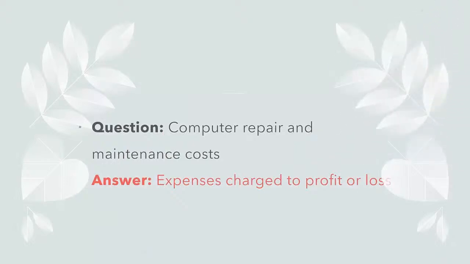D. Computer repair and maintenance costs. Answer: expenses charged to profit or loss. Explanation: why? Repairs and maintenance are day-to-day operational costs that ensure the asset remains functional. They do not increase the value or lifespan of the computer. These are short-term expenses, fully consumed in the year they occur, and are deducted as expenses in the profit or loss statement.